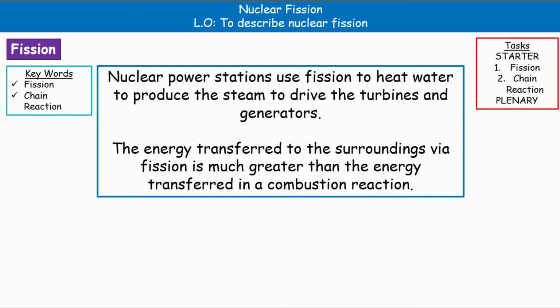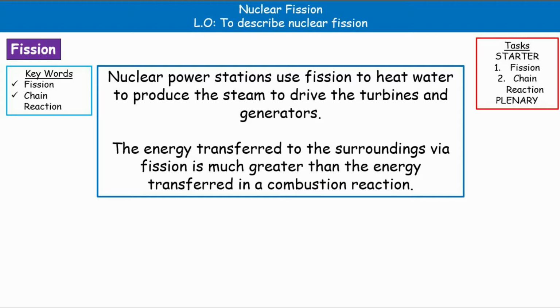Now, in terms of why we really care about this process of nuclear fission, it's not just one of those things we teach you about in science that's actually going to have no impact on your life whatsoever. This is actually the process that we use in nuclear power stations. Because in nuclear power stations, we've got our fissionable substance, and we're going to use this nuclear fission reaction to actually heat the water in the power plant.